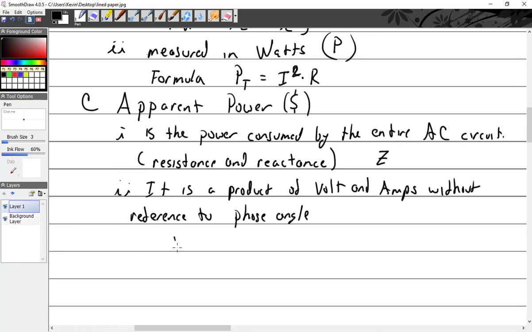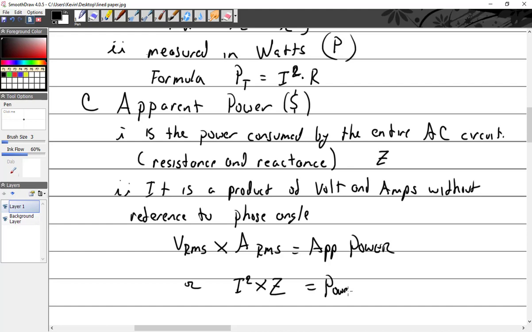In other words, it is volts. Back up a little bit because this one's very specific. V RMS times amps RMS equals apparent power, or I squared times Z. So P equals apparent power.